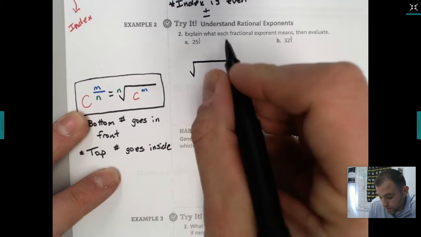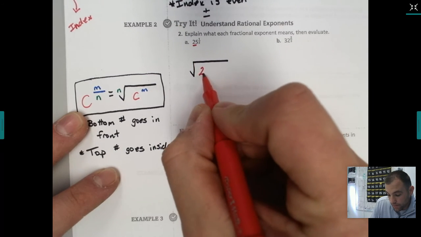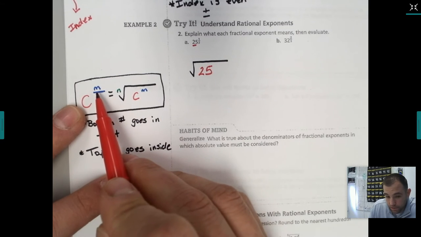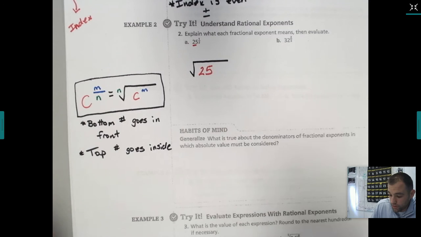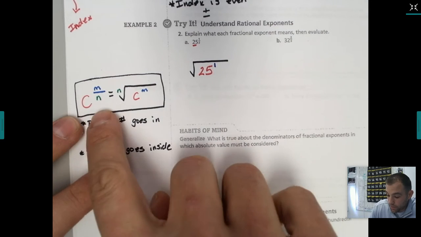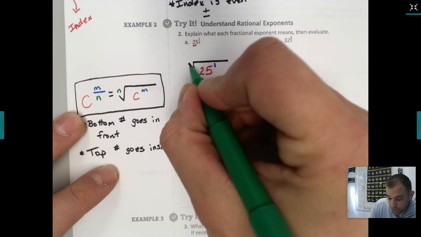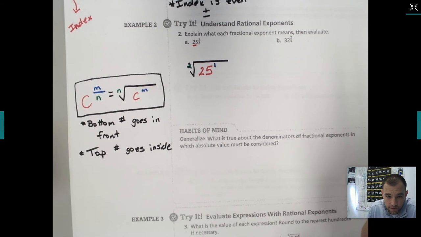So I'm going to put the radical symbol. The C is 25, so I'm going to put that on the inside. The M is the top number, and the M is a 1 in this case. You don't have to put the 1, because 25 to the first is just 25. And then the bottom number, the N, is a 2. You don't have to put the 2 either, because even without the 2 it still means square root. But just so we can see where the numbers go, I'm going to put the 2.